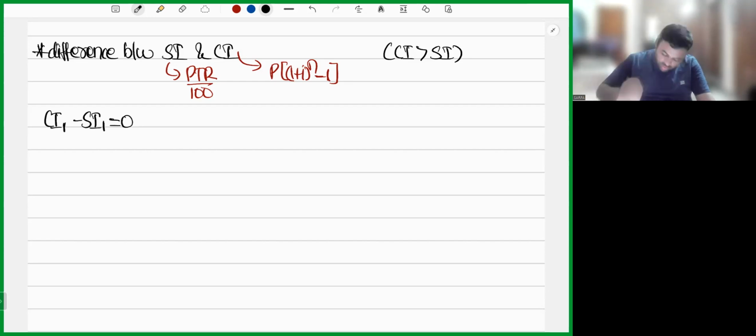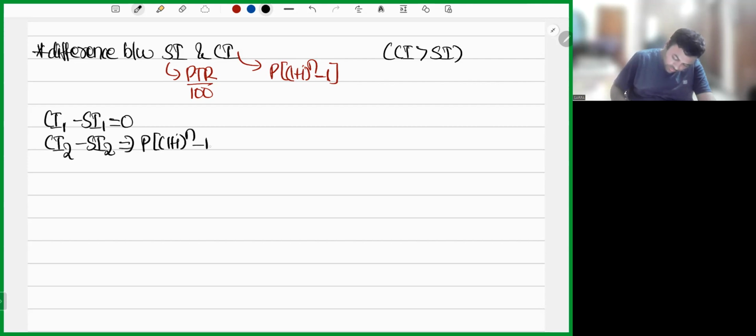Let's do it for the first 2 years. Compound interest for 2 years minus simple interest for 2 years. What is the compound interest formula? P into (1 plus i) whole power n minus 1, minus PTR by 100.